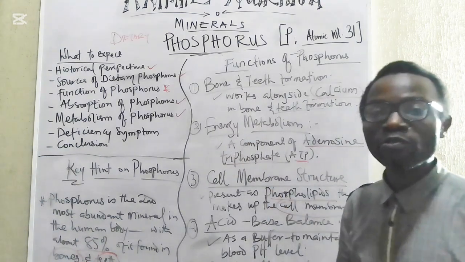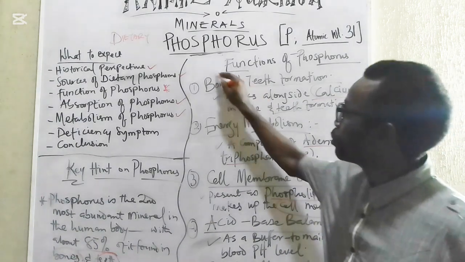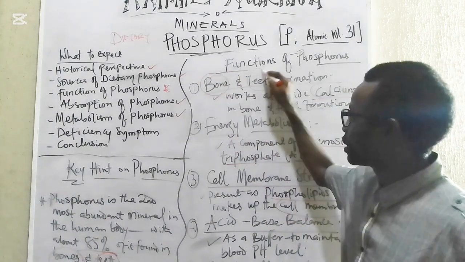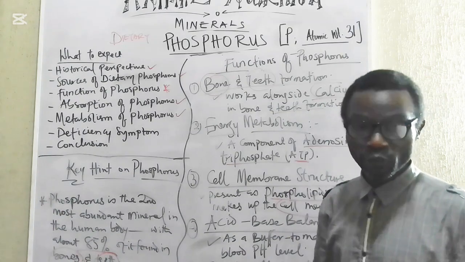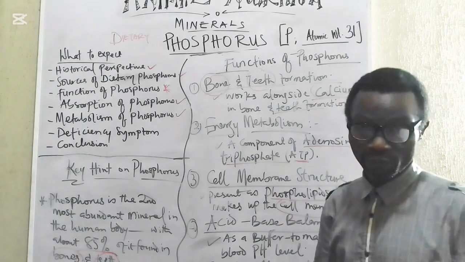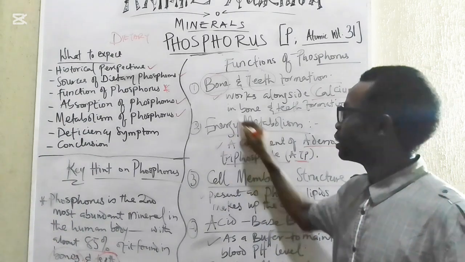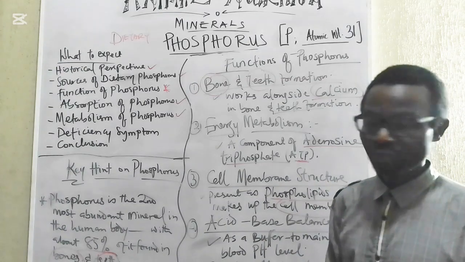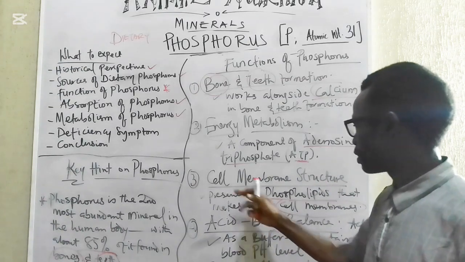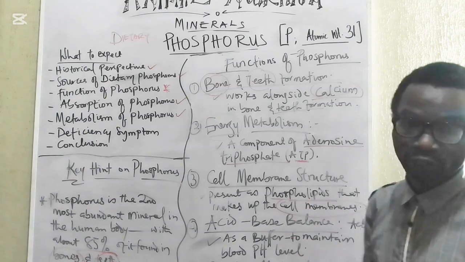So when you consume food that is rich in phosphorus, you're helping to build bones, strong bones and healthy teeth. And also when you consume food that is rich in phosphorus, like we talked about the green vegetables, you're helping in the formation of adenosine triphosphate for yourself. And then also we talked about the cell membrane, the phosphorus being part of the cell membrane.